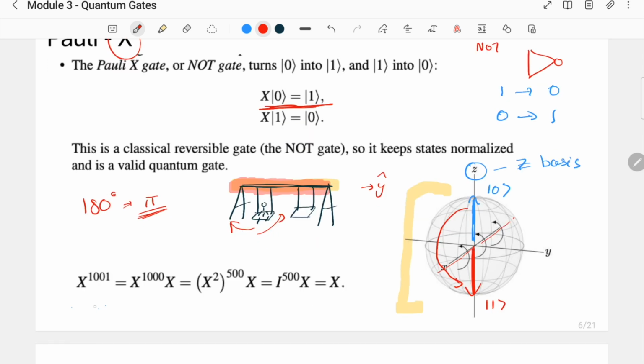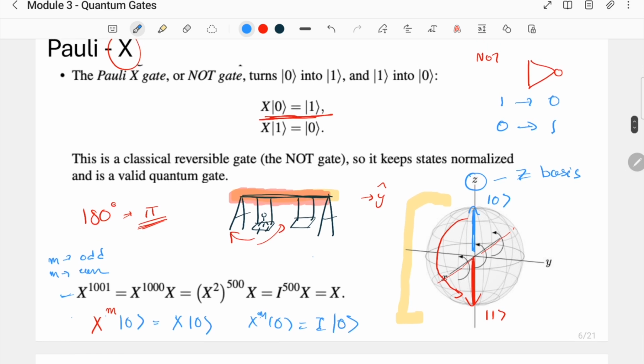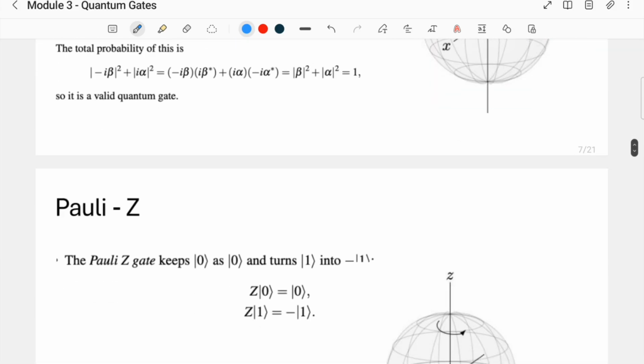So let's say we have X applied m number of times and it is operating on 0. If m is odd, we'll get back X|0>, because as you can see above, if m is even, we'll simply obtain nothing, or the identity gate, which does nothing. Okay, now let's continue to the next one.